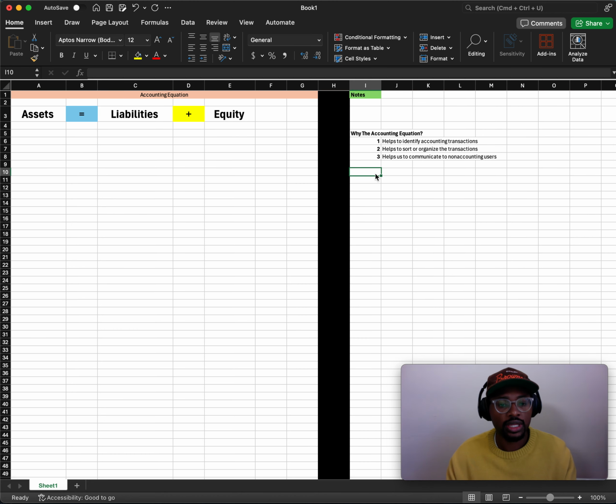Now, we also need to discuss the parts of the accounting equation, which are assets, liabilities, and equity. So what are assets? Let's talk about that briefly. You want to make note: assets are resources a company owns or controls. Whatever a company owns or controls, we call that assets.